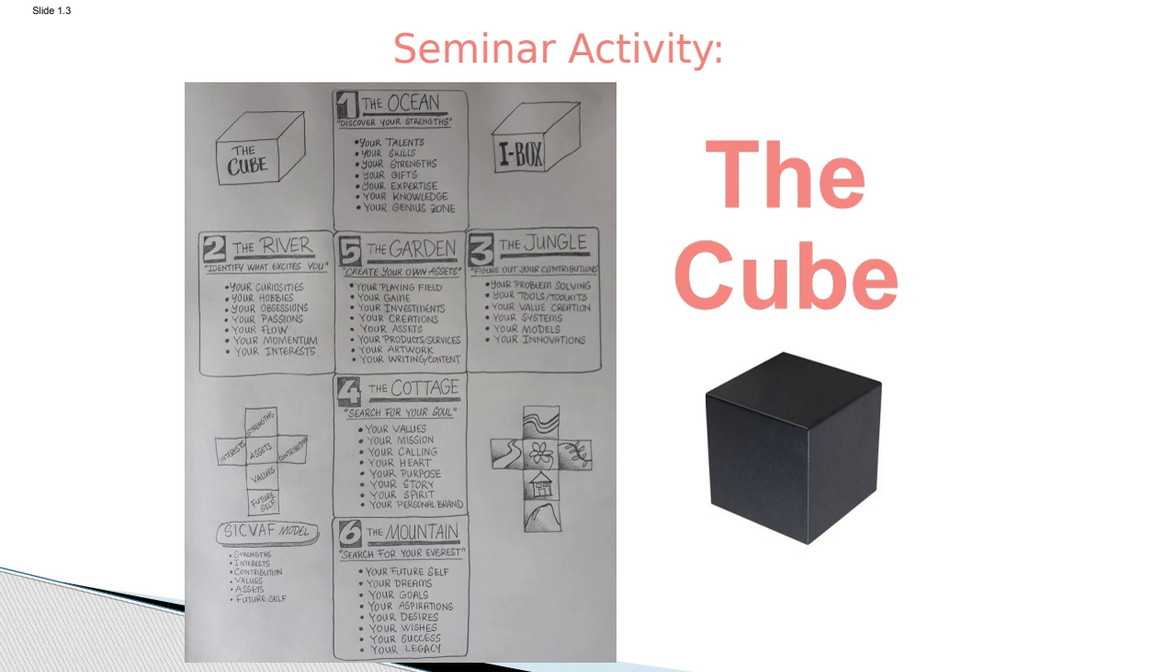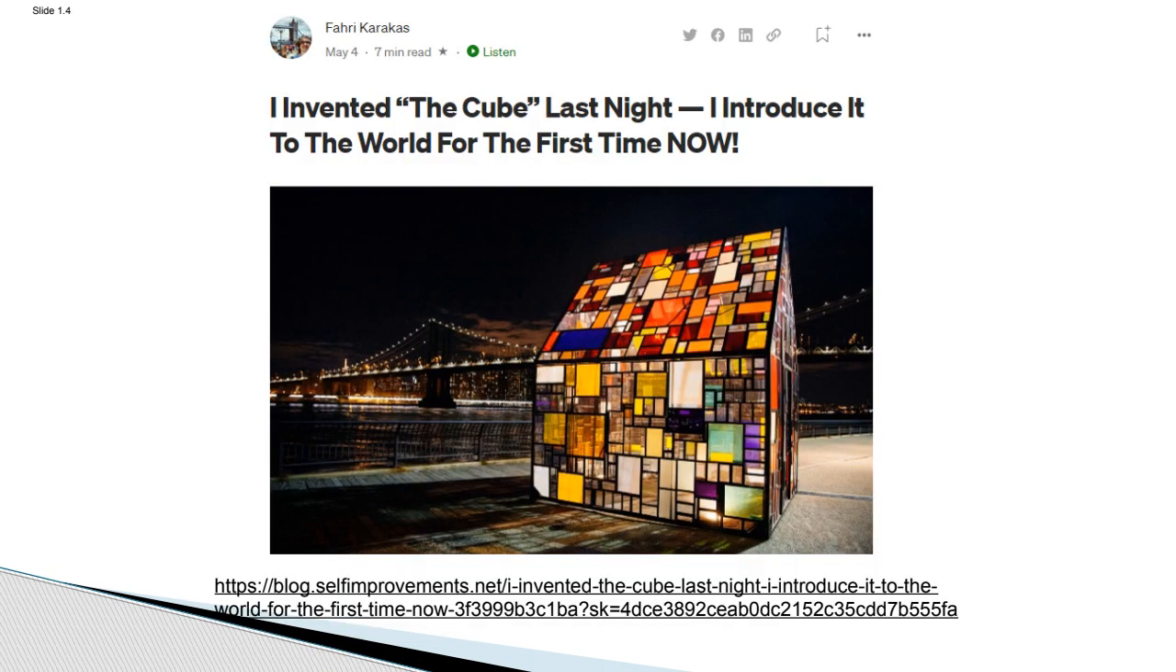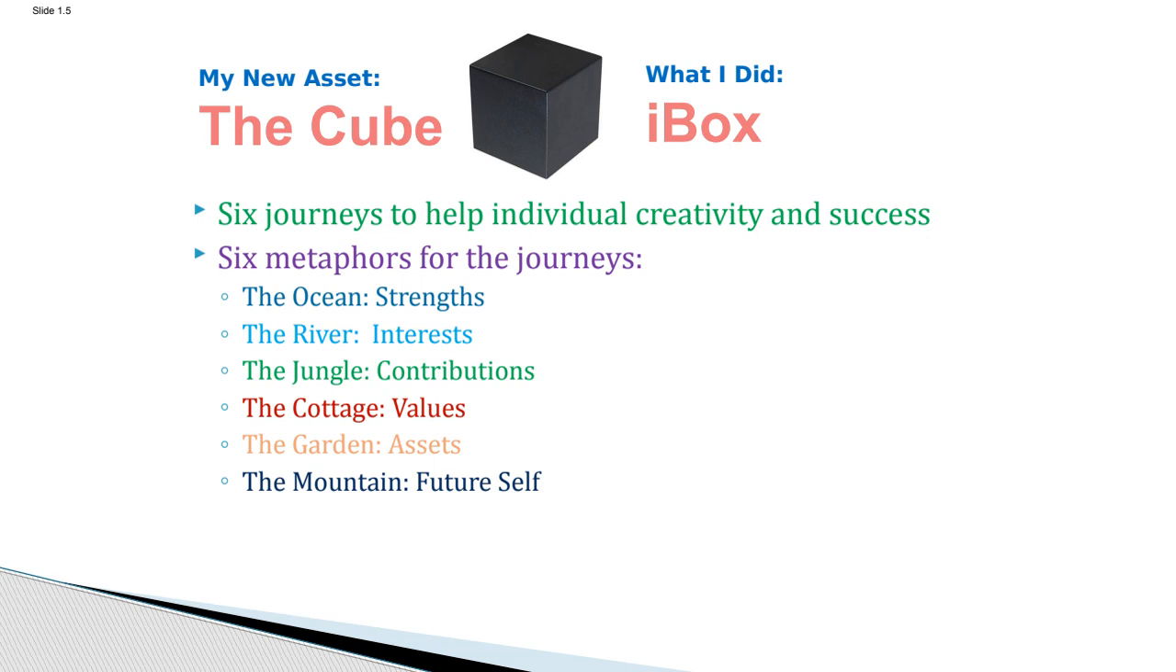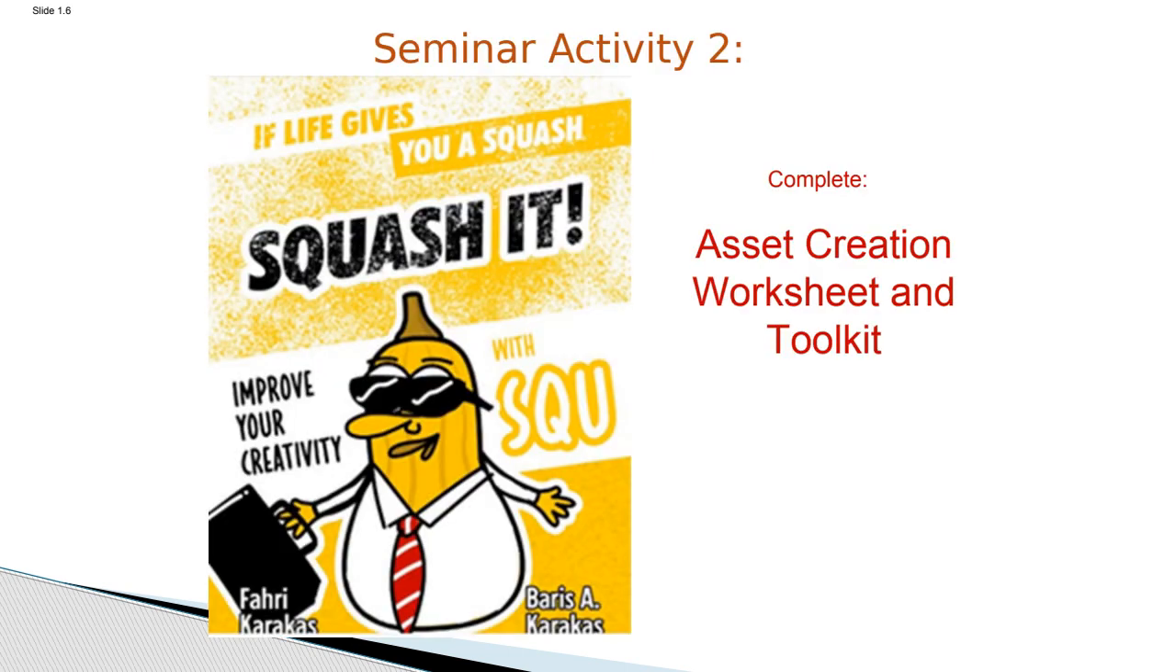Last week we did the cube activity, remember? And you reflected on your strengths. You can read more about it here. And there were 6 journeys. The ocean represents your strengths, the river, your interest, the jungle, the cottage, the garden, and the mountain. Building on this exercise, this week, we will focus on asset creation worksheet and toolkit.